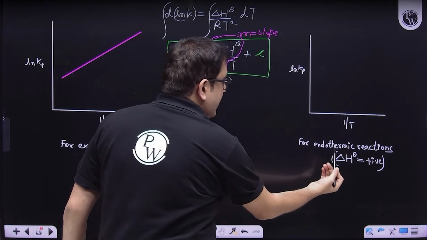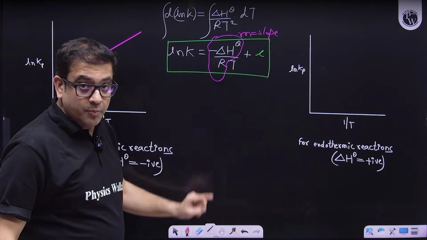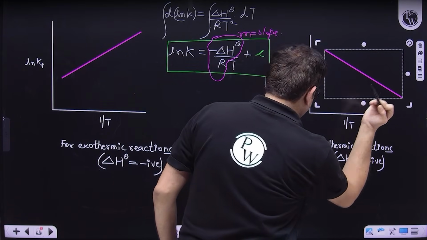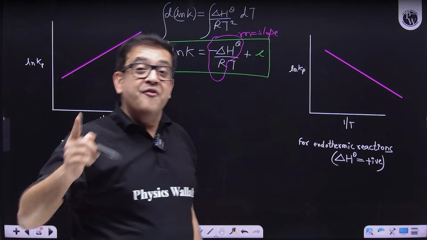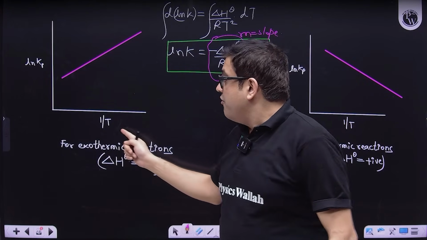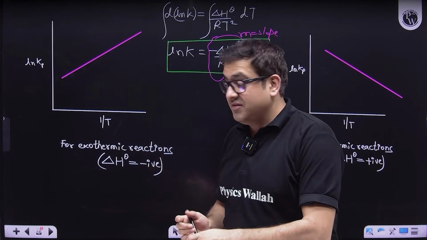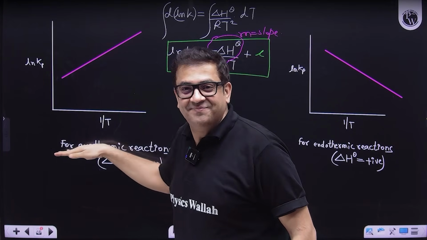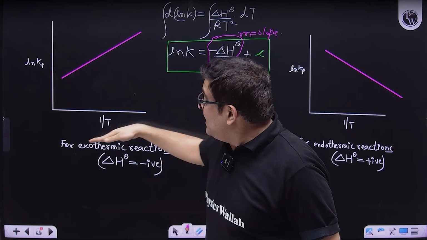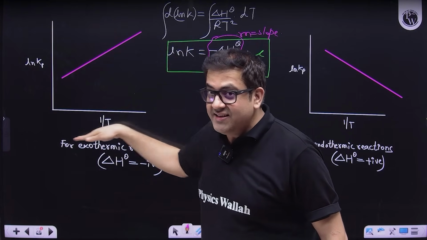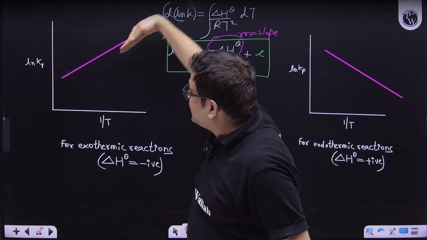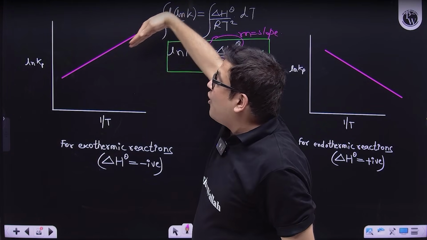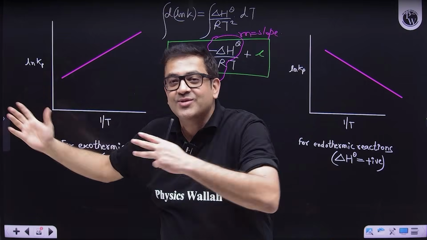Similarly, for endothermic reaction, delta H is positive, so slope becomes negative. So this will be a negative slope and a straight line. So you tell me, when temperature increases, 1 upon T decreases. So if I am increasing temperature, 1 upon T is decreasing. So what is happening to the value of y? It is decreasing. If log of x is decreasing, that means x is also decreasing.